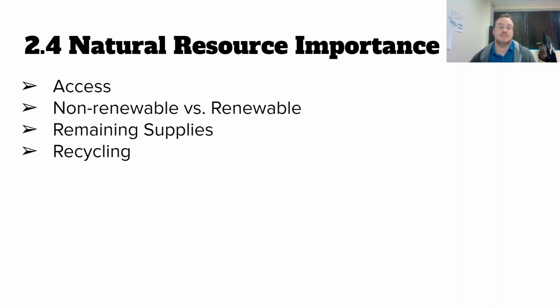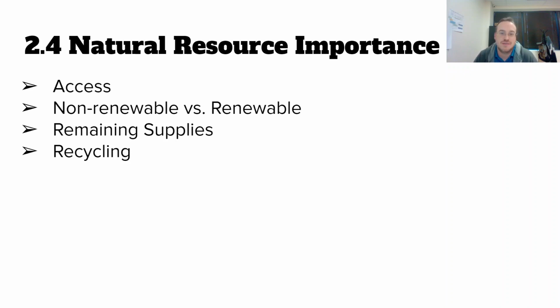Another issue to consider is how much is left. If there's not as much of a resource left, it may be considered more important now, but once it is expired, once we've run out of it, it isn't going to be as important because we just can't get any more of that.